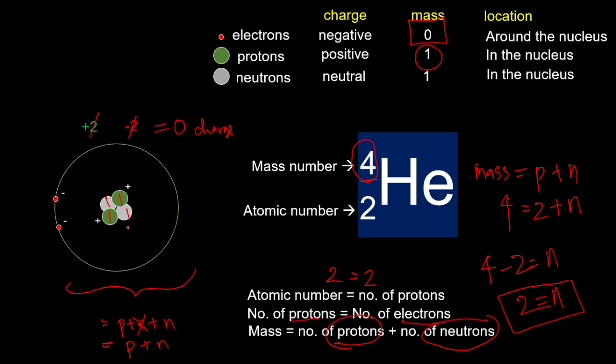So again, the mass only depends on the nucleus because the electrons don't have any mass. So the mass is concentrated on the nucleus of an atom. So we have 4 as the mass number. We can count here 1, 2, 3, 4. Of these 4, 2 are protons and 2 are neutrons.